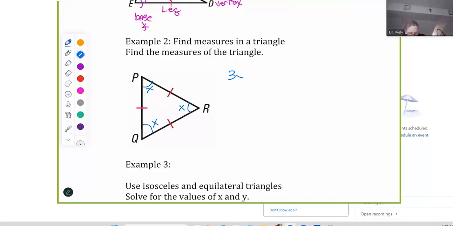So what I know is that 3x has to equal 180. So divide by 3, and I get that each of the angles is 60 degrees, and we have gone over that before. So in an equilateral triangle, you also have an equiangular situation, and each of the angles is 60.